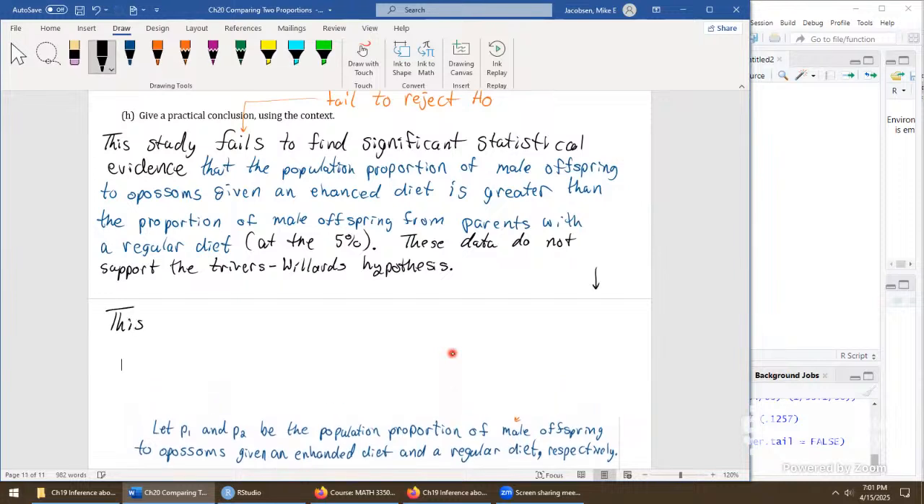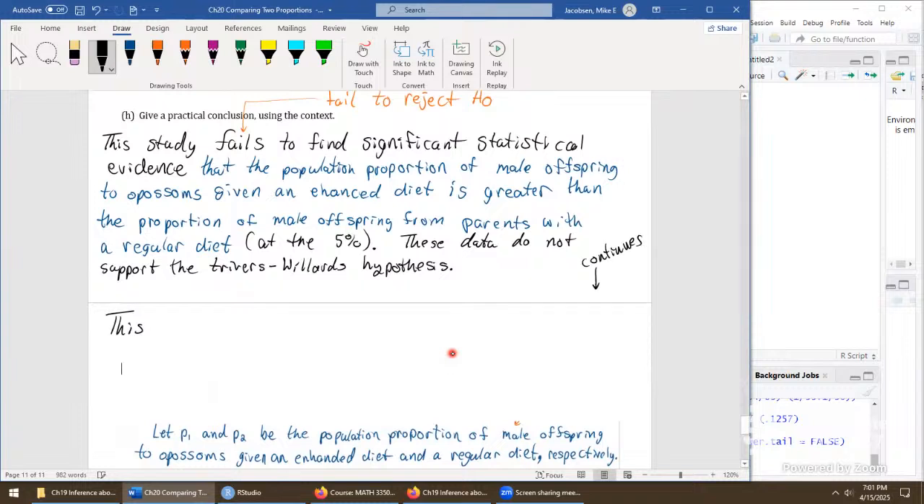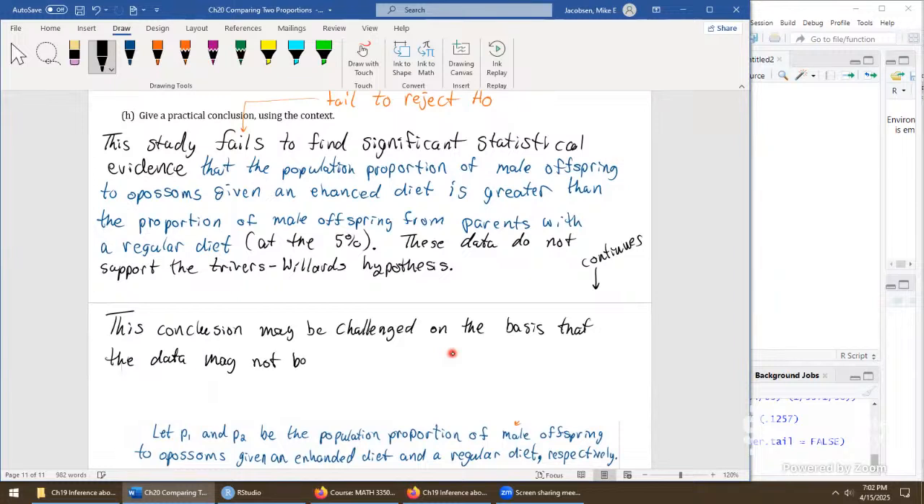This conclusion, let me put here that the problem continues. This conclusion may be challenged, maybe by Trivers and Willard themselves, who knows? Probably not, but it may be challenged on the basis that the data may not be random nor independent. We have independent populations because of the splitting into an enhanced and regular diet. We mean nor independent within the groups. Within the treatment groups.